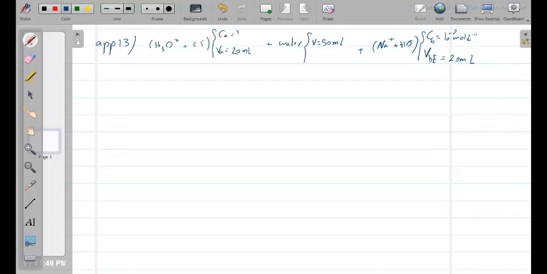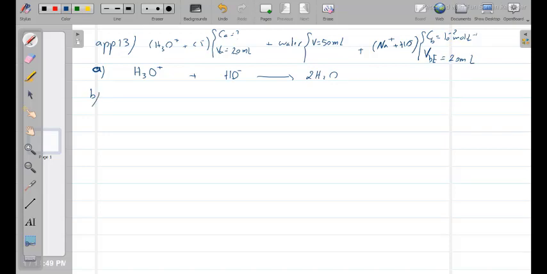Part A. Write the net equation of the titration reaction. H3O plus from strong acid, HO minus from strong base, we obtain 2H2O.